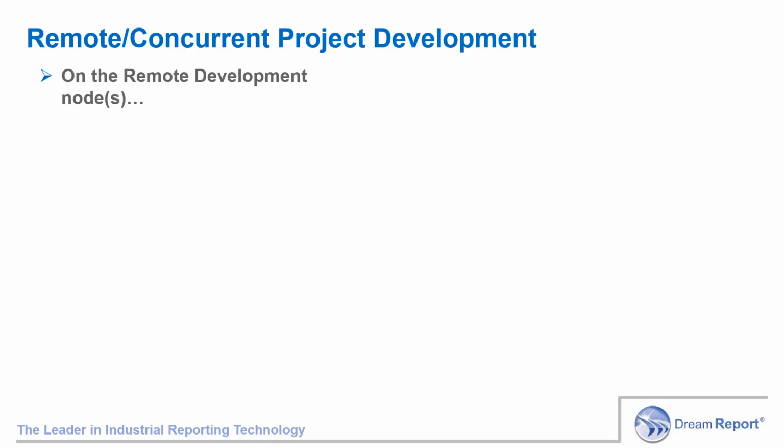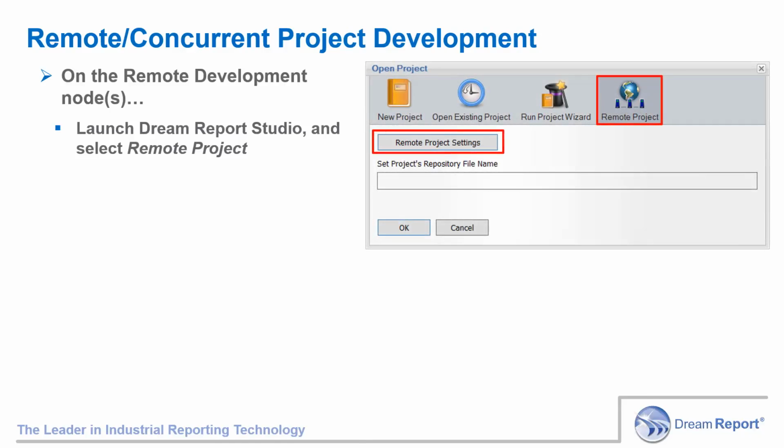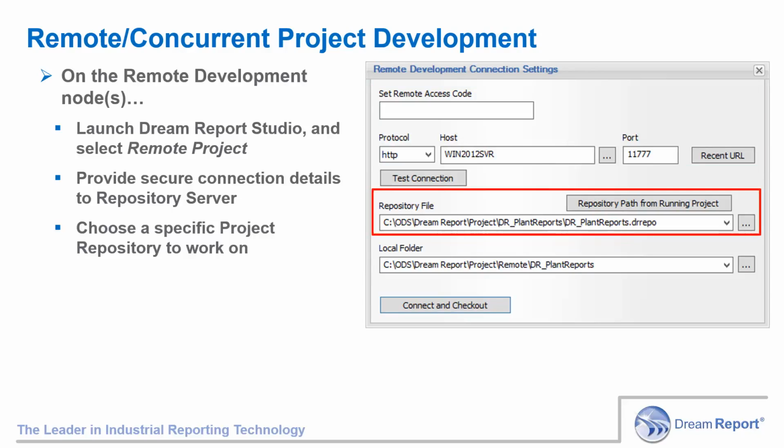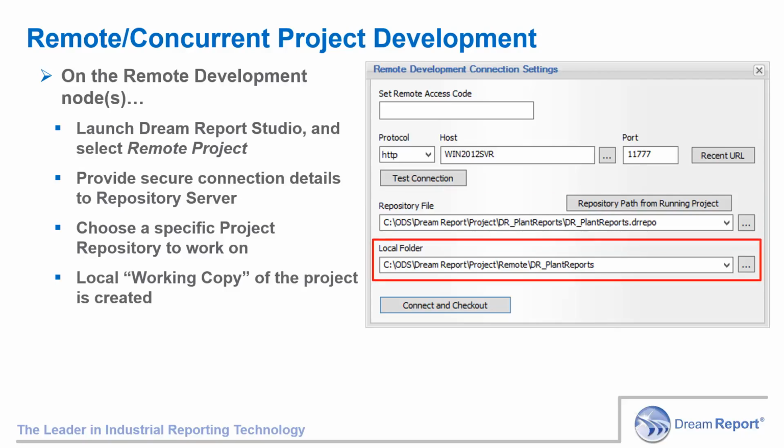On the remote development nodes, a user starts Dream Report Studio, and if the first time connecting to a remote project repository, enters the secure connection settings required by the repository node. The user selects the repository file on that server. Multiple projects might be available to work on, or simply select the current running project. And then, finally, specify the path for the local working copy of the project.